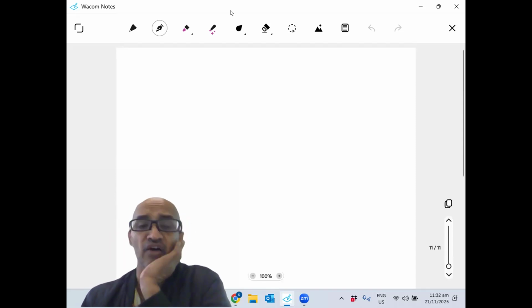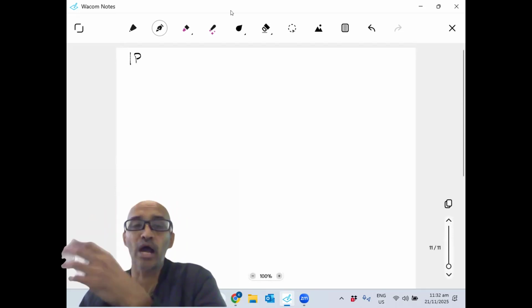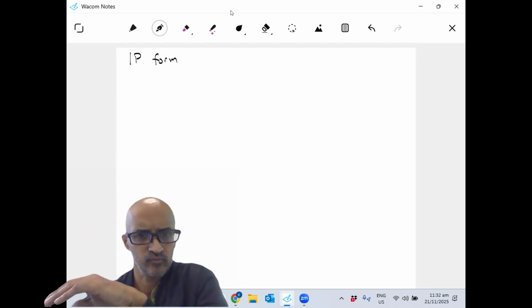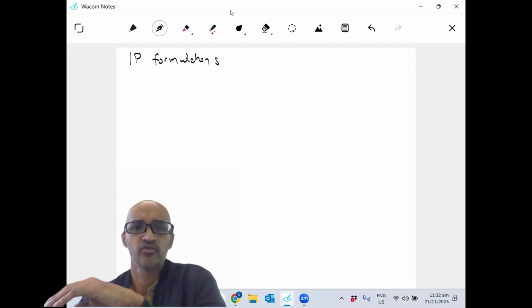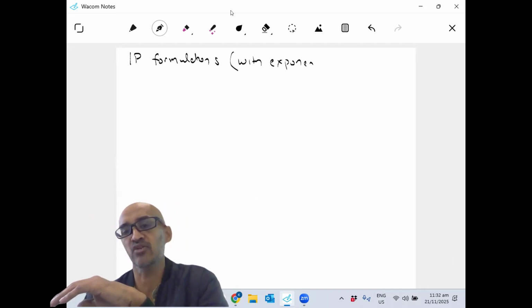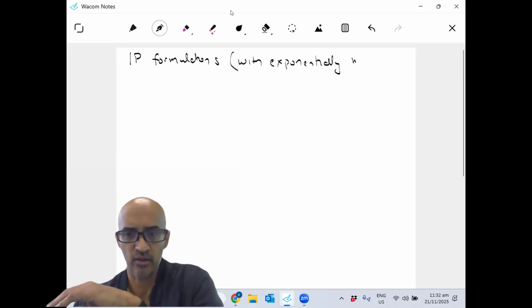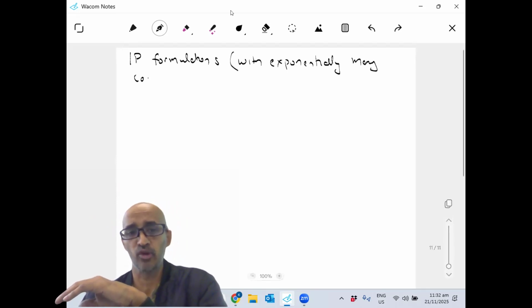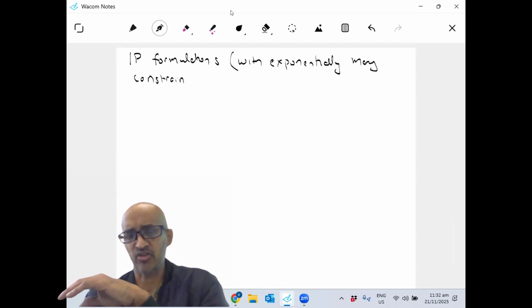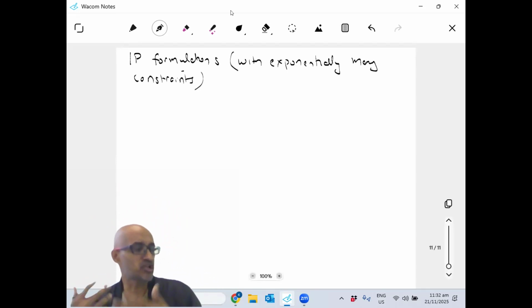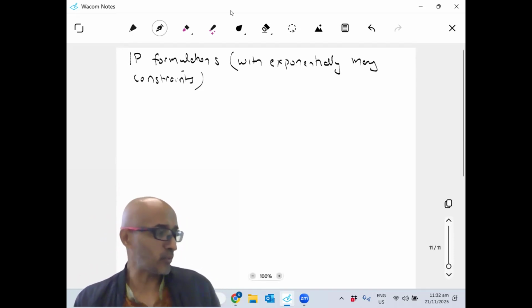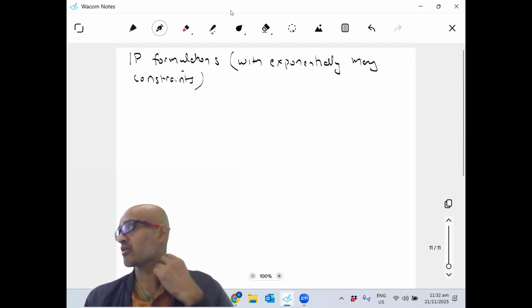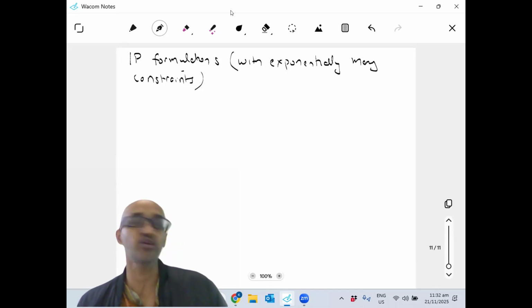Okay. So for the last half an hour, I want to show you a few more IP formulations. The interesting thing here will be exponentially many constraints. There are many problems where the natural integer programming formulations have exponentially many constraints, and you can still maybe do something about it. So I'm going to show you today spanning tree, traveling salesperson, and perfect matchings. We'll see how far we can go.